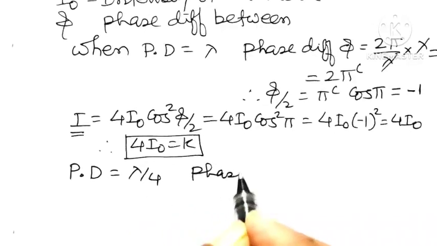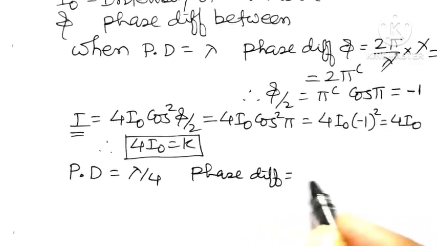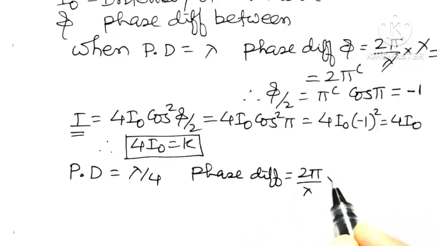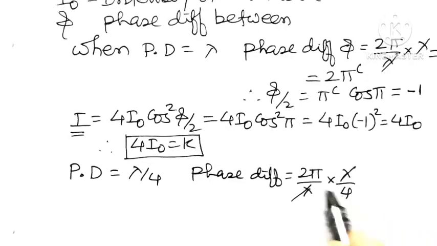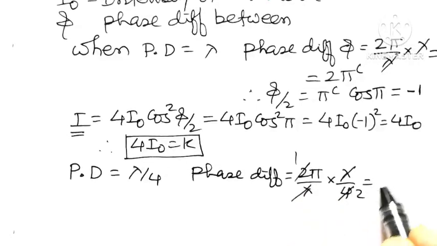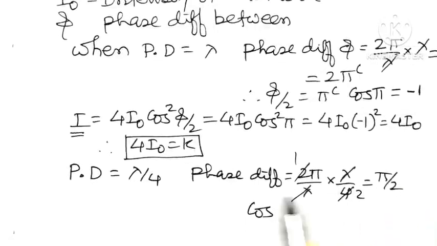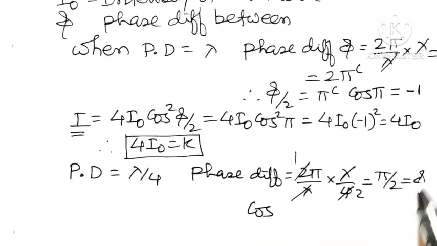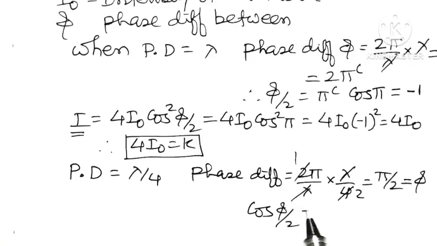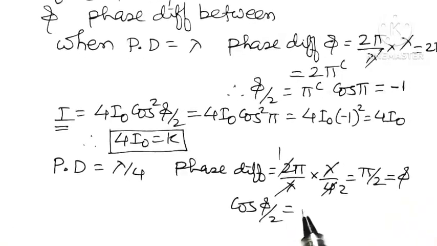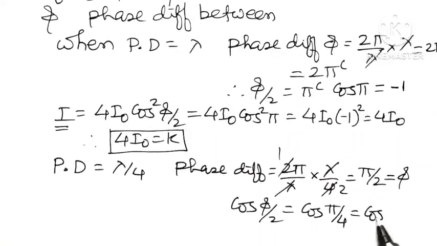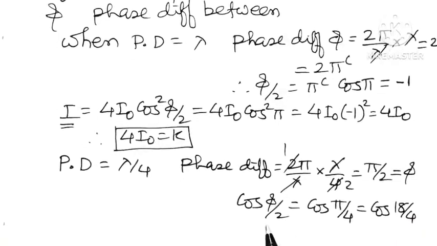Now when the path difference is lambda by 4, what is the phase difference? Phase difference is equal to 2 pi by lambda into lambda by 4. Lambda cancels with lambda, 2 ones are 2, 2 twos are 4, so it is equal to pi by 2. Phi equal to pi by 2 means cos phi by 2 is cos of pi by 4, that is cos of 180 by 4, which is cos 45, and that is equal to 1 by root 2.